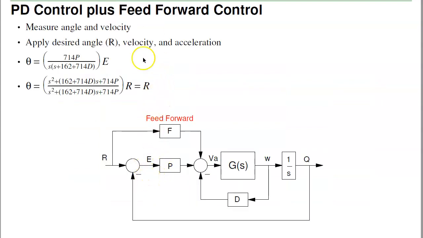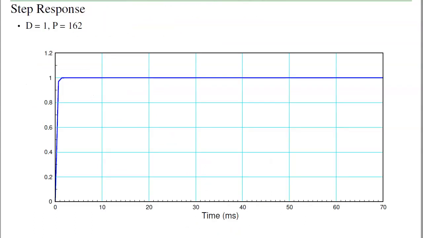The last case is if I can feed forward the second derivative. So this is your PD control we had before. I just added a Ds term. That gave me the 14s plus 100. If I can feed forward the second derivative of the desired angle, what I wind up with is the numerator and denominator cancel. That gives you a gain of 1. That means that theta equals r. If theta equals r, I've got perfect tracking. So I get basically a step response of 1.